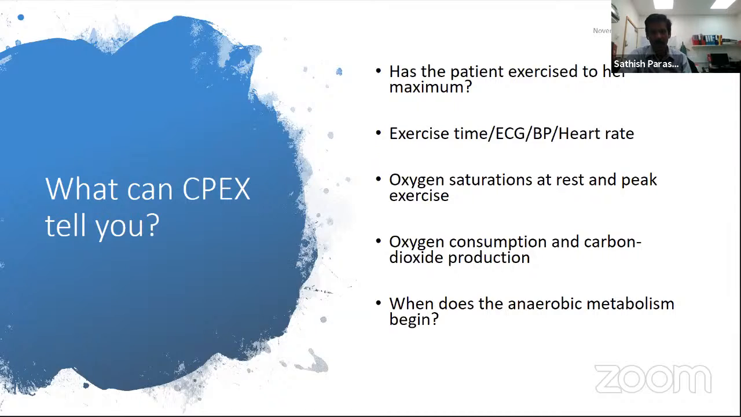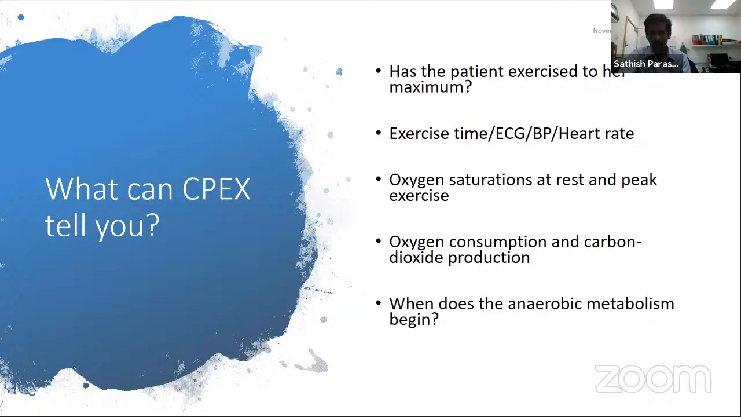And the other important parameter is, when does the anaerobic metabolism start? Because in heart failure patients, they resort to anaerobic metabolism very early. The pump to the heart is not very good, so the delivery of oxygen is not very good. Therefore, the consumption of oxygen is not very good because the delivery is poor. So the anaerobic metabolism sets in very early in exercise. So we can find out when the anaerobic metabolism begins during the exercise test.